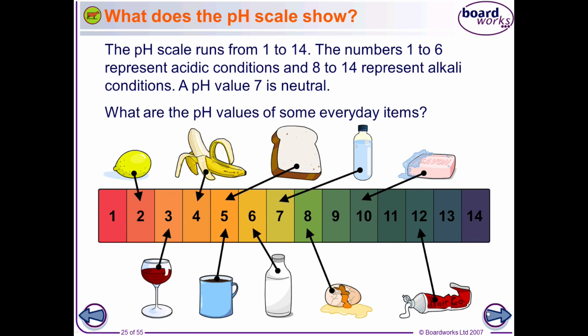Now the pH scale kind of links into that. The pH scale is a measure of how acidic or alkaline a substance is. Now if something's got a pH of 7, we class it as being neutral, and then if you go below 7 it's an acid. The further away from 7 you get, the more acidic it becomes. And then above 7 is an alkali, and the further away from 7 you get, the stronger the alkali becomes.